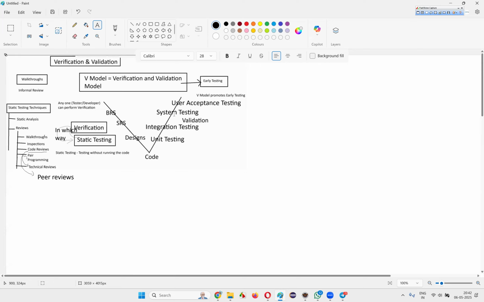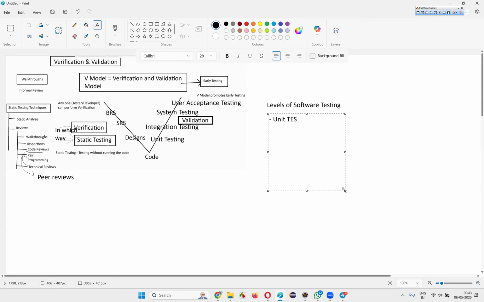So what are these unit testing, integration testing, system testing, and user acceptance testing of validation? Validation testing will be done in 4 ways. Once the code is built, unit testing will be done, then integration testing, system testing, and user acceptance testing. These 4 things are called levels of software testing. If someone asks you to tell the different levels of software testing, what do you answer?